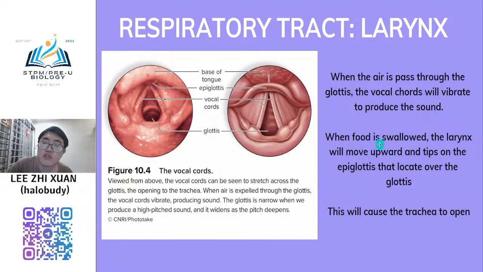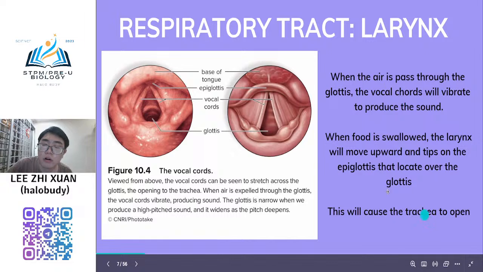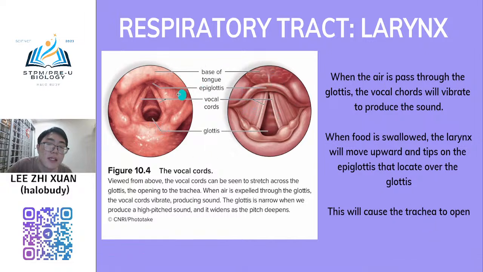And then when you swallow our food, when we eat, the larynx will move upward and tips on the epiglottis that is located over the glottis. And then this will cause the trachea to open. So if you see here, this one we call the epiglottis, and then near here, this one we call the vocal cord.